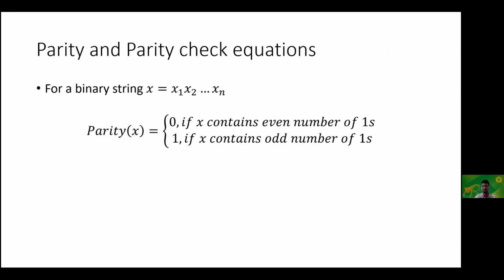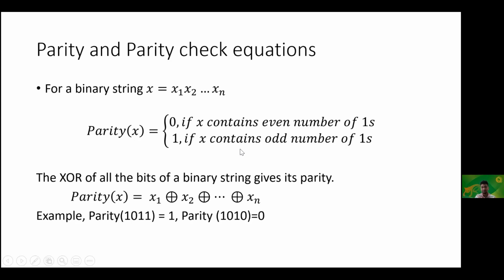To see how this syndrome computation or this error correction protocol works, we will have to introduce one notation, which is called a parity. Assume that X is a binary string consisting of zeros and ones. If X contains an even number of 1s, we call it even parity and denote it by 0. So if parity of X equals 0, I know that the original message had an even number of 1s. If parity of X equals 1, I know that the original message had an odd number of 1s.